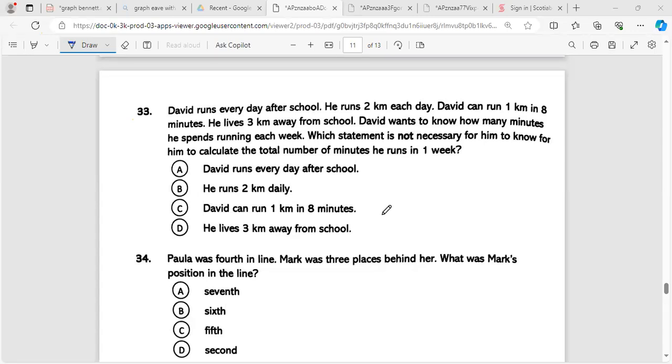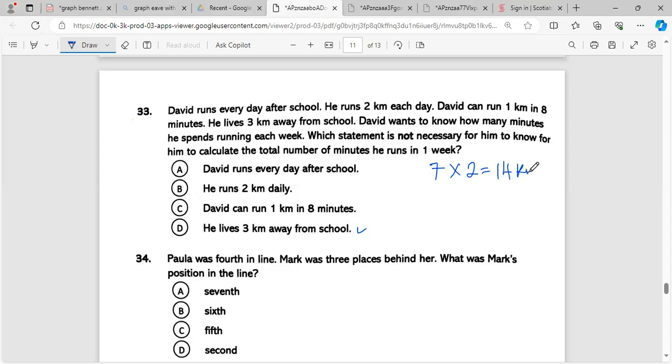But did they say he runs to school? Hold on. David runs every day after school. Oh yeah, after school. It's relevant because of school. I didn't see that they were being specific with school. He runs 2 kilometers. For the week, he runs 7 times 2, because they say each day he runs 2 kilometers. So for the week, it's 14 kilometers.